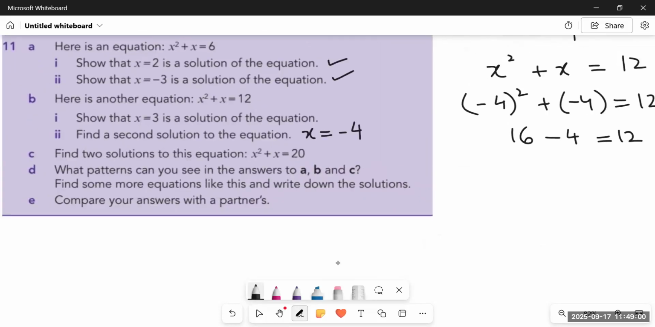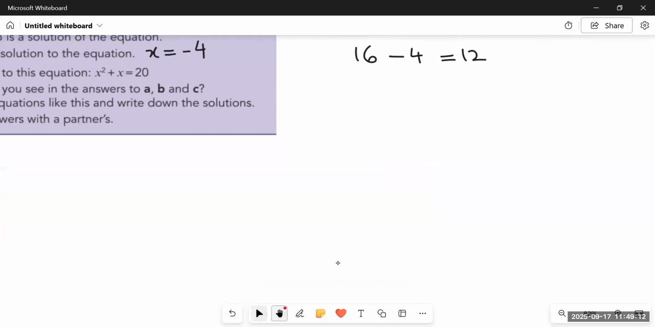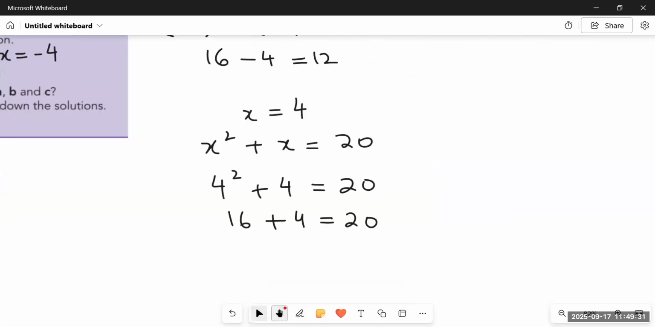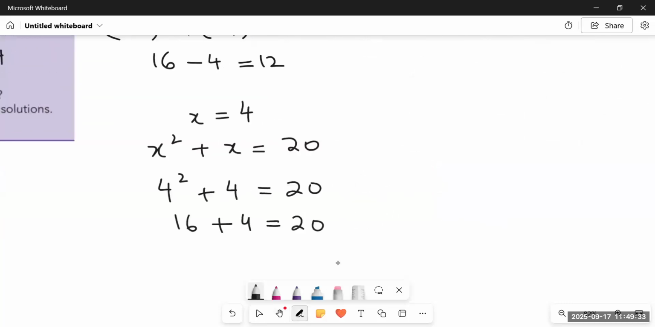You see? Now they're saying find two solutions to this equation x squared plus x is equal to 20. So what can we take over here? Let's take 4 squared. Okay. If x is equal to 4, x squared plus x would be 20. Yes, 4 squared plus 4 is equal to 20 because the square of 4 is 16 and 16 plus 4 is equal to 20. So now you would have learned what would be the second solution if x equals 4 is the solution for this equation.